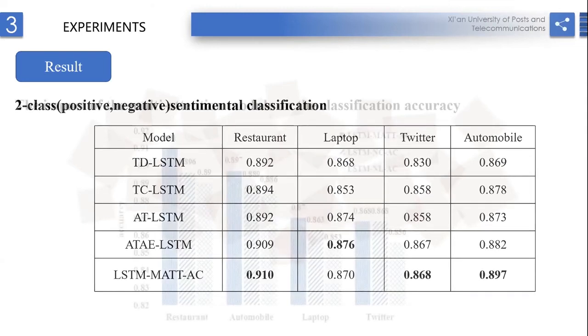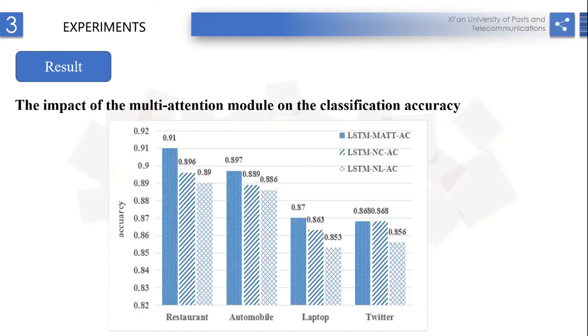We conduct another experiment to prove the validity of the multi-attention model. The first is an LSTM NLAC model, which has no location attention. The second is the LSTM NCAC model, which has no class attention. For this experiment, we just keep the positive and negative data from the 4 domains, as a binary sentiment classification experiment. The evaluation results are shown in the figure. The LSTM MATGAC model reaches optimum performance.